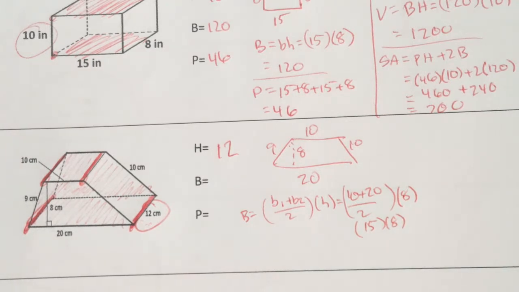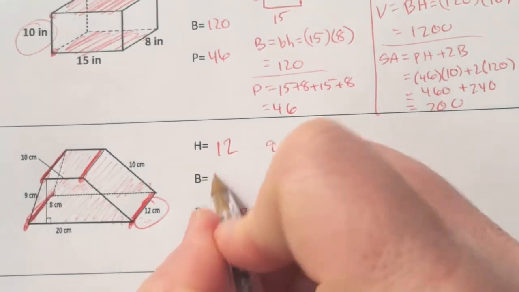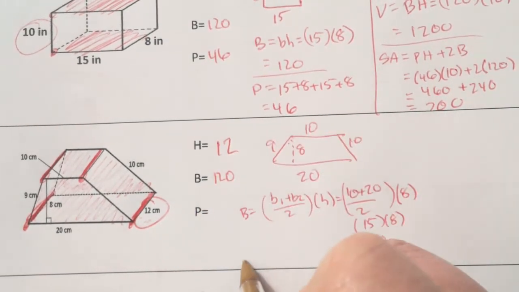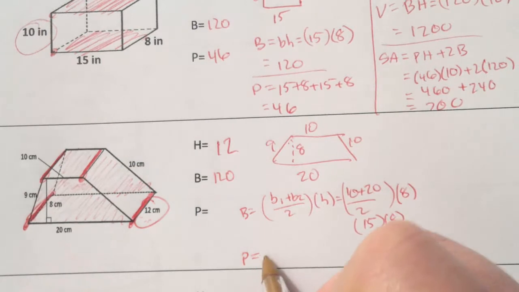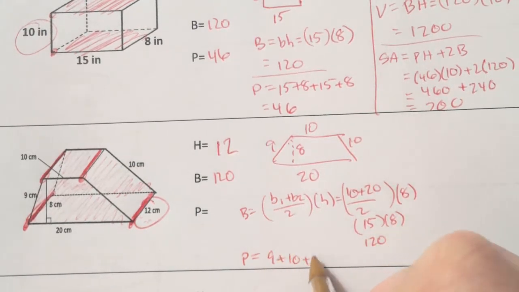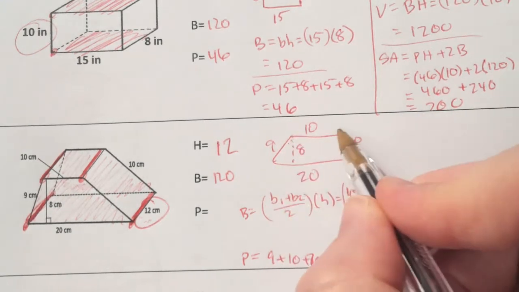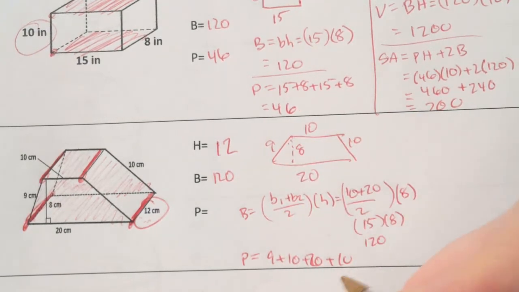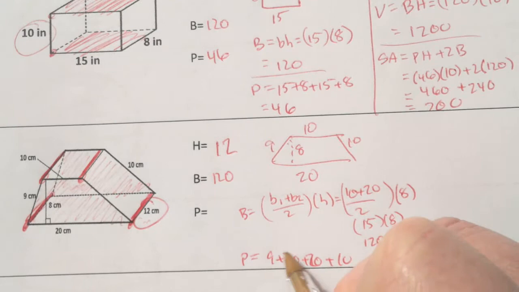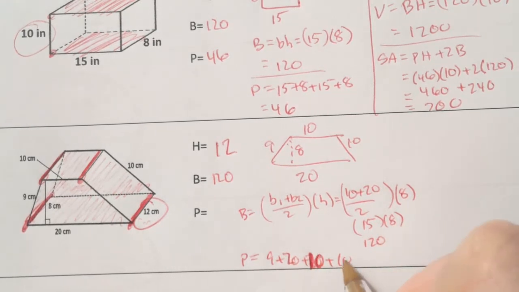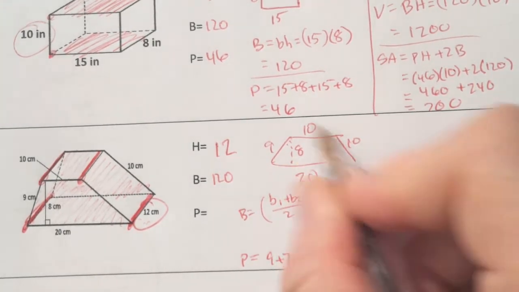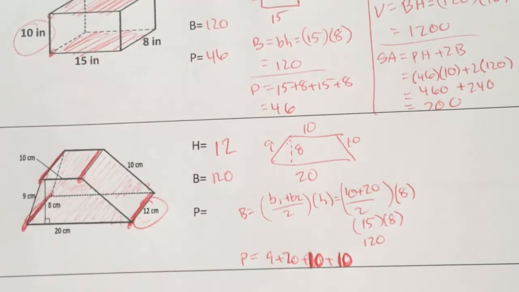So 15 times 8, our base area is 120. Okay, now what about the perimeter? You just add up all four sides: 9, 10, 10, and 20, however you want to do that. Just go around in a circle, right? So 9 plus 20 plus 10 plus 10, and you pop out with 49.